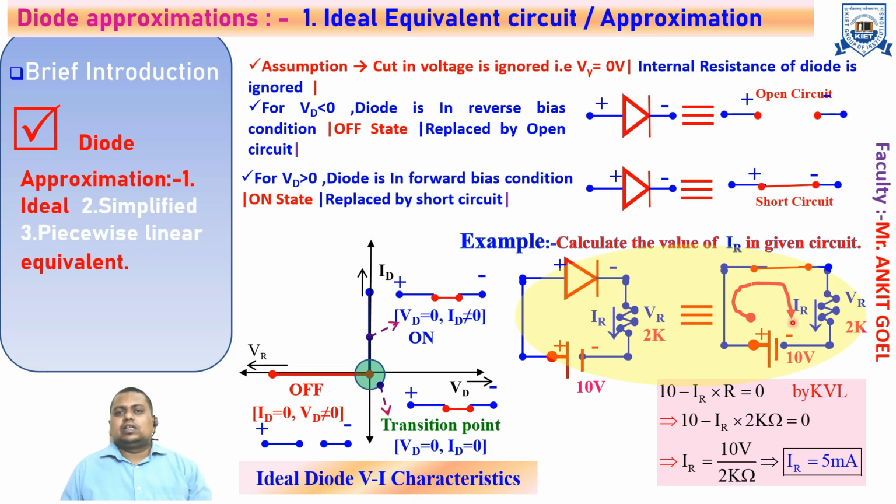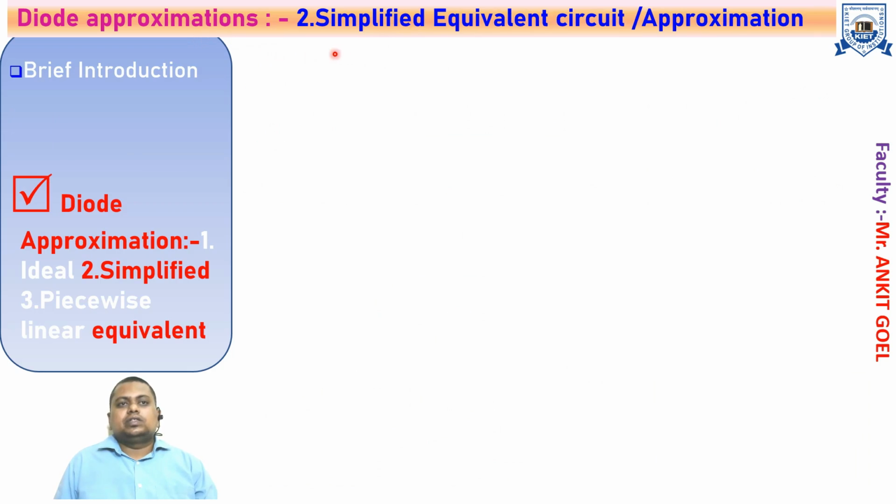So after solving this KVL equation, that is 10 minus IR into 2K resistance, you will get the current value as 5 milliampere, right? So let's discuss the second diode approximation, that is the simplified equivalent circuit approximation model, right?